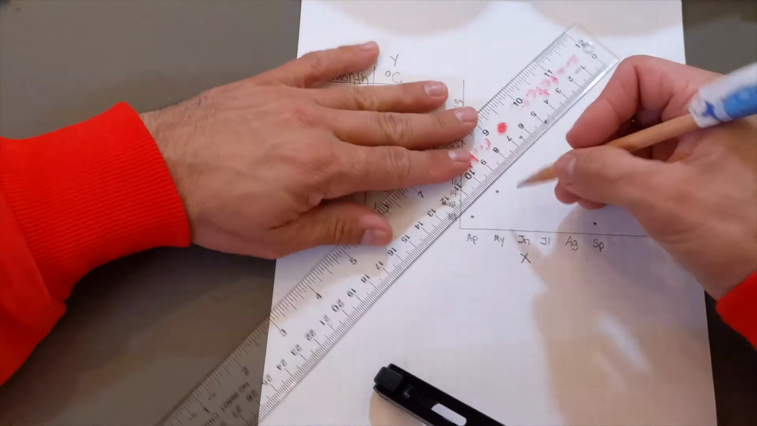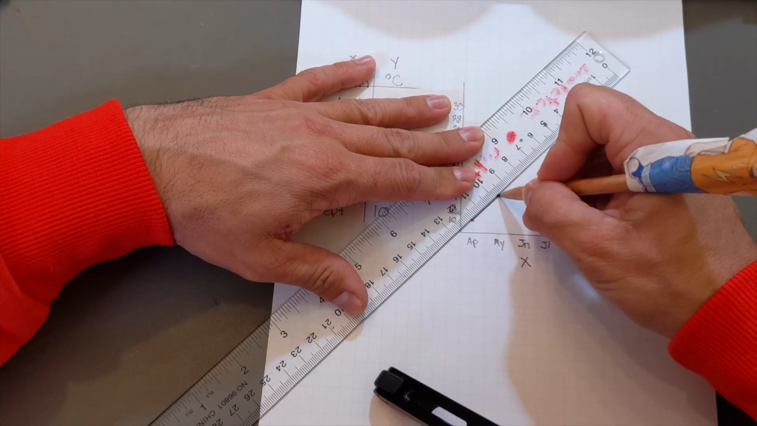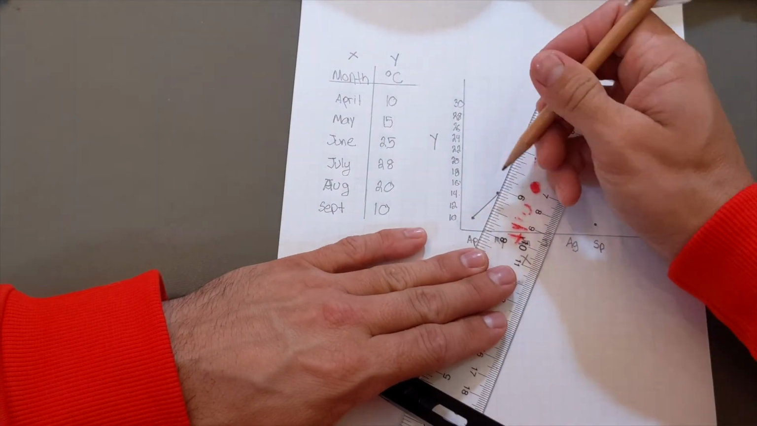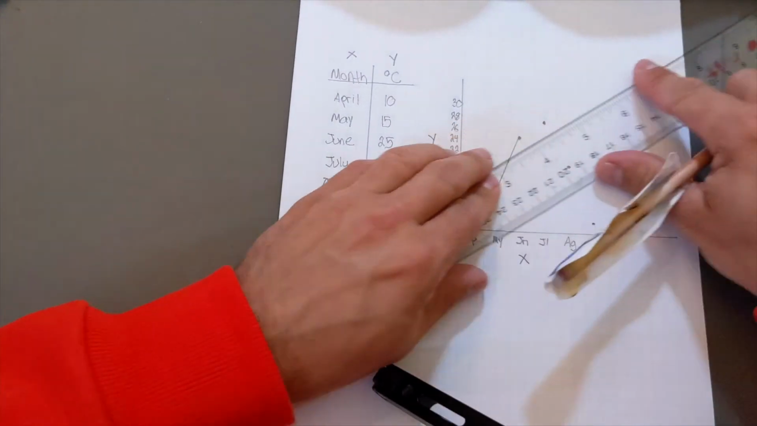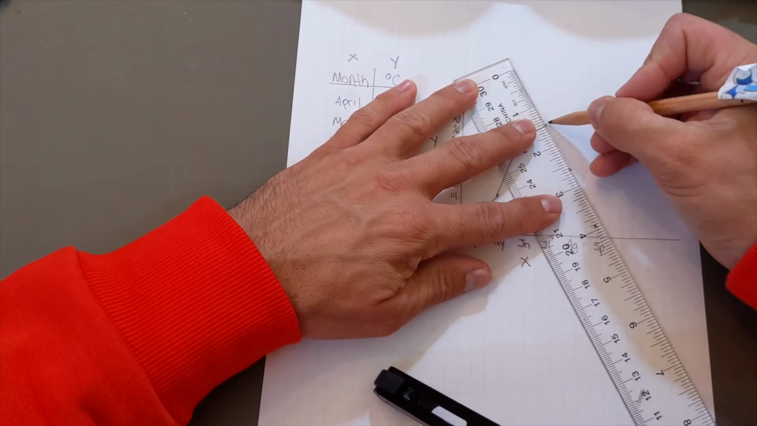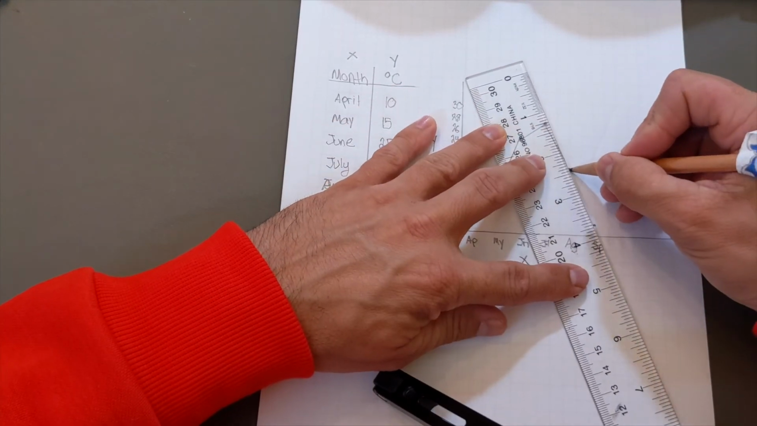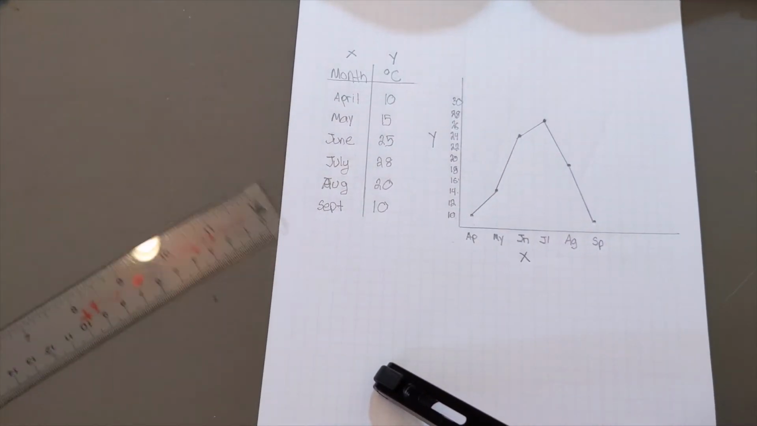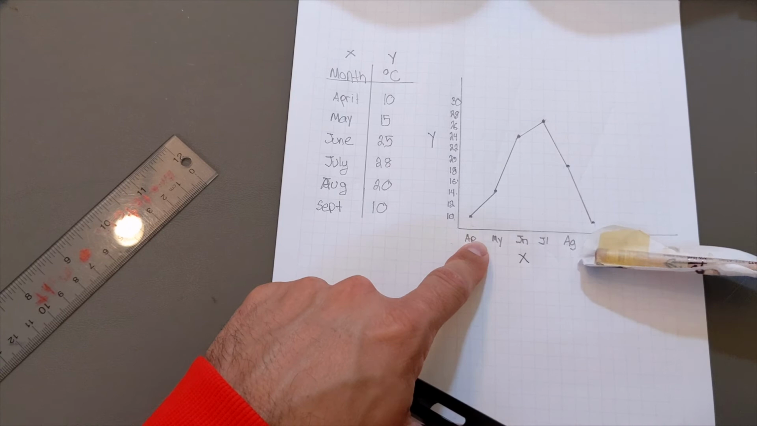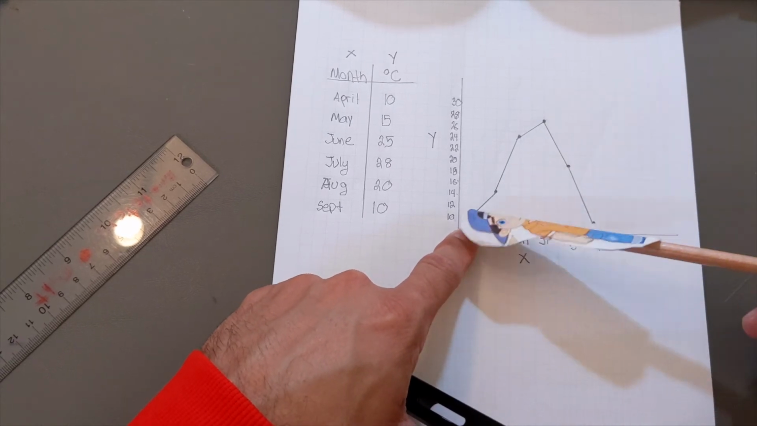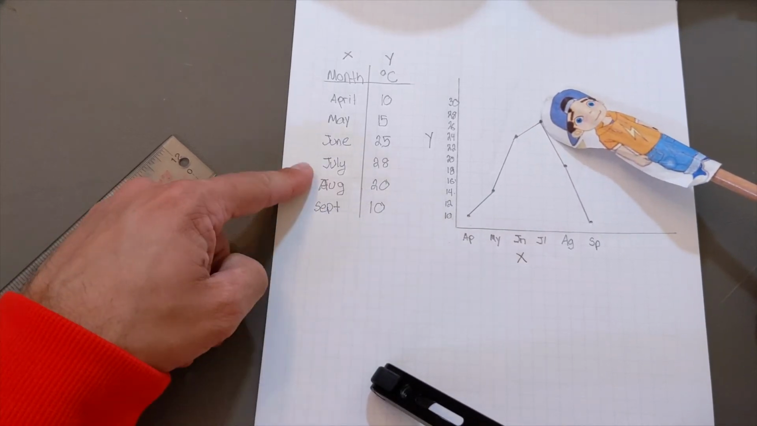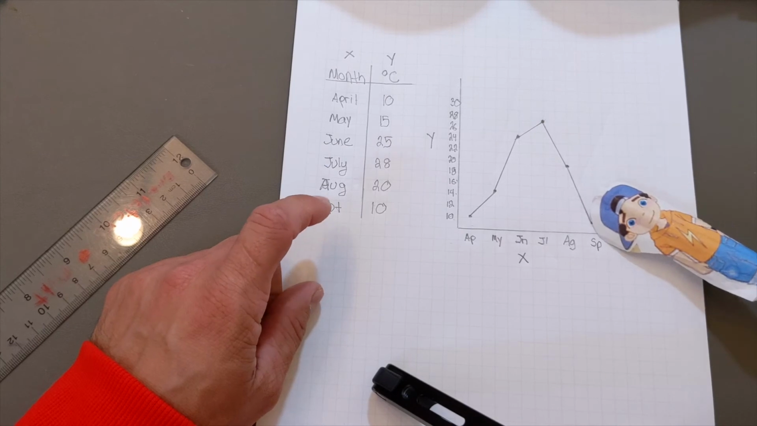Then we can connect these and see what changes in weather look like. So we'll just go like this, and then like this, and then like this, and then like this. All right, so there we go. We can take a look at this graph and say, okay, in April it was chilly, and in September it was chilly. But we can see that over the summer months it gets progressively hotter, and then we peaked at 28 degrees in July, and then it steadily declined.